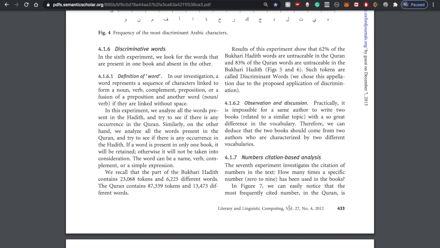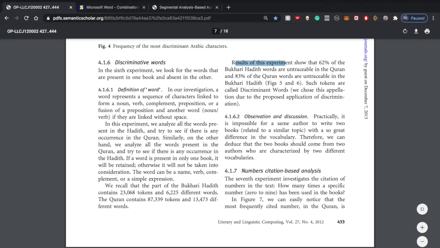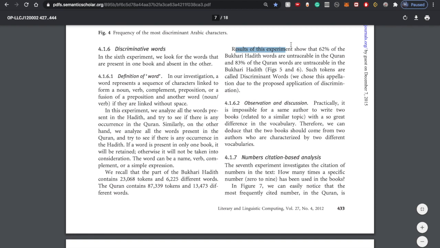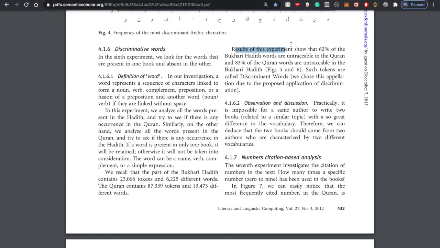In the 6th experiment, we look for the words that are present in one book and absent for the other. Right, so let's see what the results were. Okay, so the results of this experiment show that 62% of the Bukhari Hadith words are untraceable in the Quran, and 83% of the Quranic words are untraceable in the Bukhari Hadith. Right, so such tokens are called discriminant words, and that's pretty significant when you think about it.